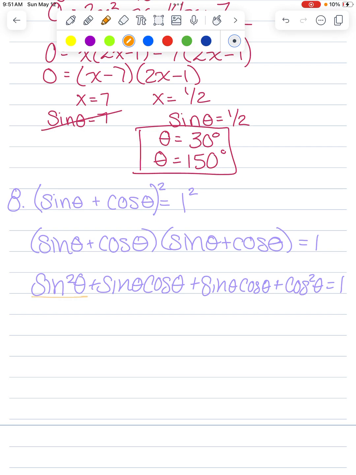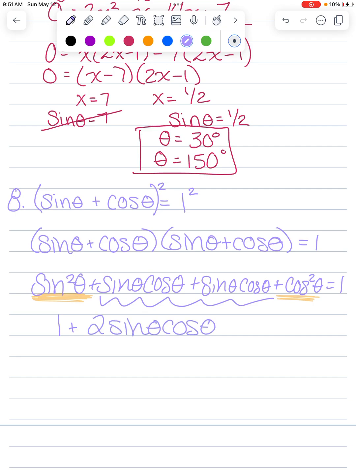I keep in mind that it doesn't matter the order in which I add things. So this sine squared plus this cosine squared over here is going to be 1. Sine cosine plus sine cosine is 2 sine cosine. I think I said it wrong the first time. Okay.